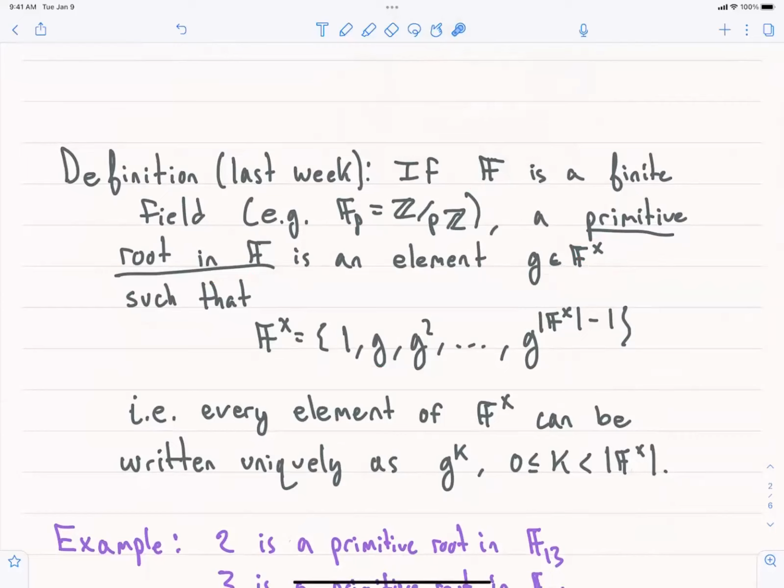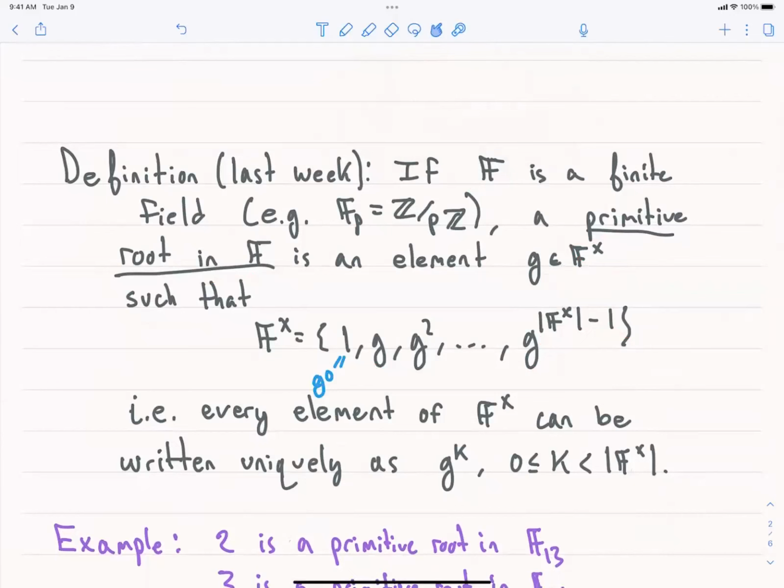In fact, you could do a little bit better. Last week I just said it can be written as a power of g, but here I'm being specific that I only have to go up to a certain power. I start at g, so 1 is g to the 0. And then I only have to go up to the number of elements in F cross minus 1. This is the biggest power I have to go up to. So that's what it means to be a primitive root.